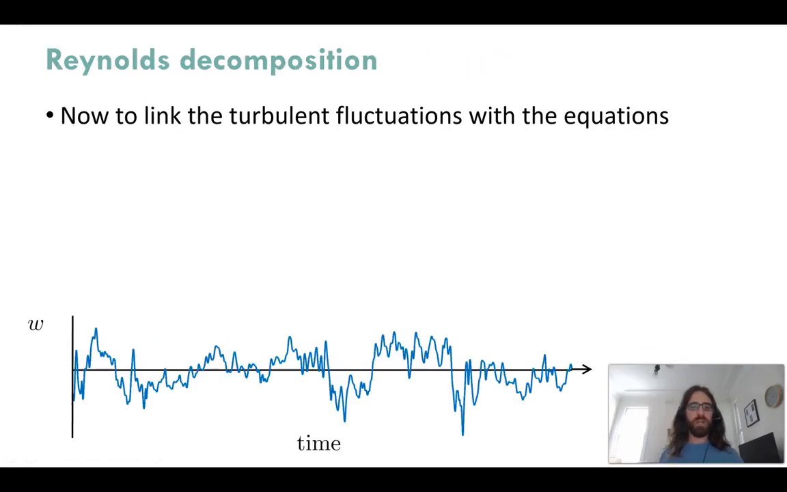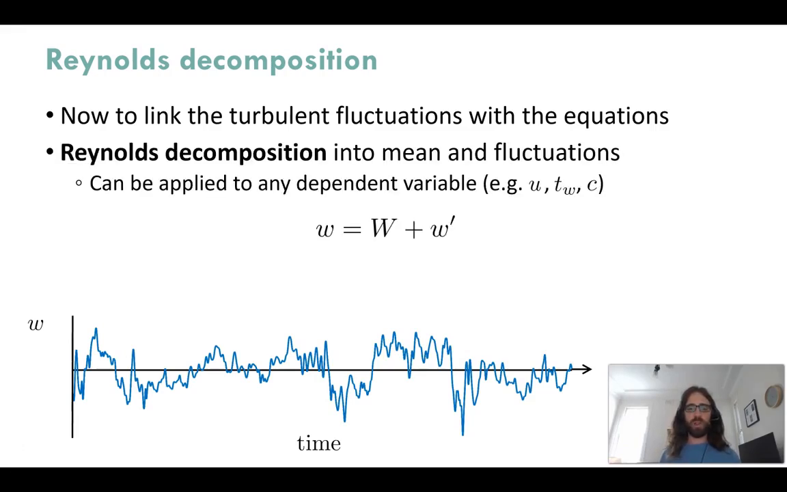Now, what we need to do is take this idea of turbulent fluctuations that you can see in an example time series and correspond it with this augmented version of our equations. In order to do this, we're going to apply something known as Reynolds decomposition. This decomposition separates the signal into 2 separate signals. The first is a mean, time averaged mean component, and the second is the fluctuations and deviations away from that mean value.